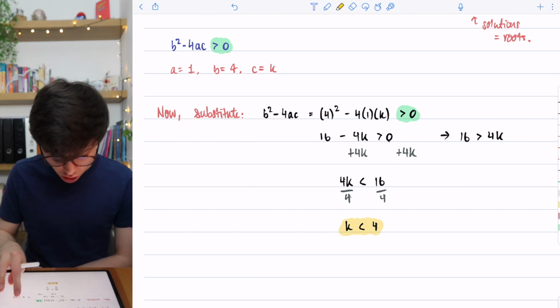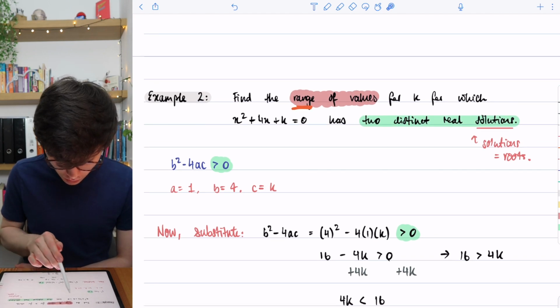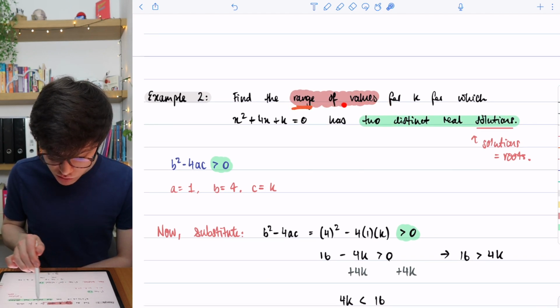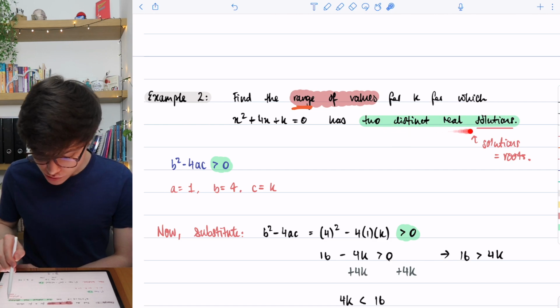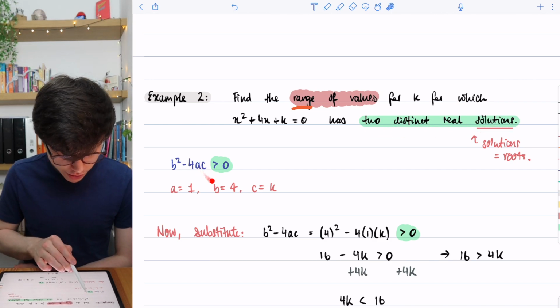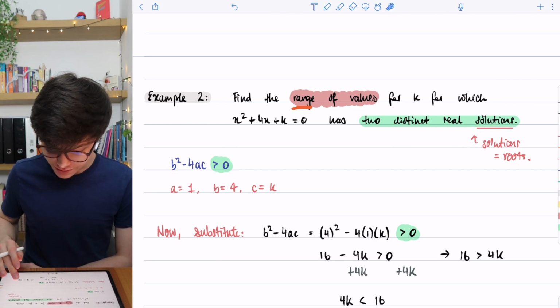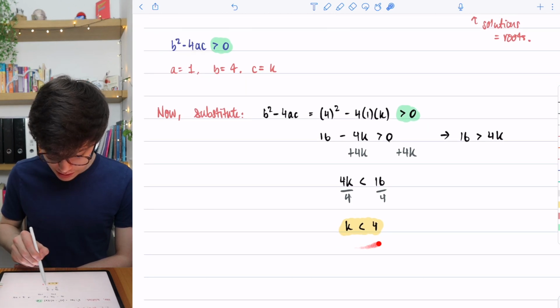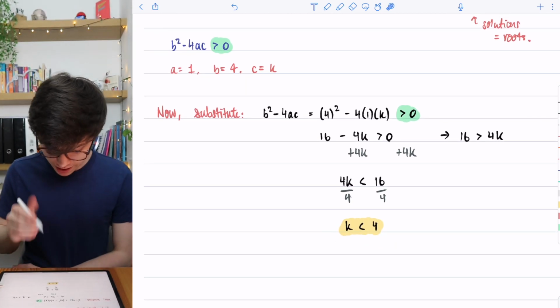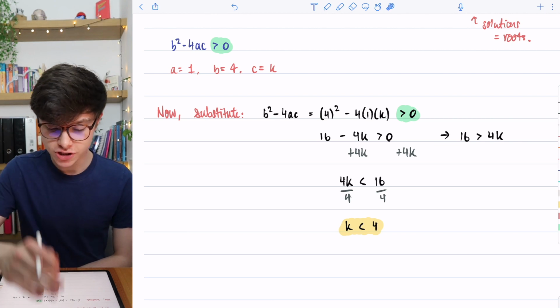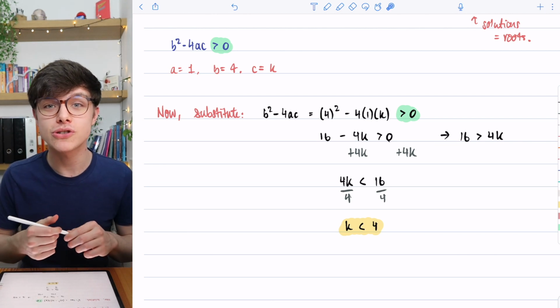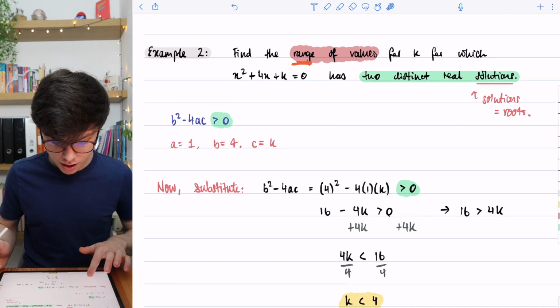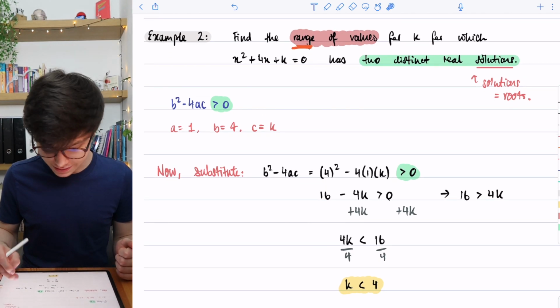That is a range of values, and we wanted the range of values. We're not going to get an equals because it's two distinct real roots, so we have an inequality for our discriminant. Then we arrive at k is less than 4, and checking with the solutions, that's what we should have got. Hopefully that makes sense.